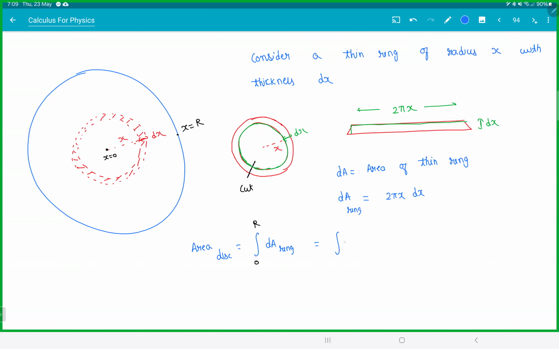So if you keep it here, we get the integral of 2 pi x dx, with limits from 0 to r. 2 pi is constant, it comes out. We have x dx from 0 to r. The integral of x dx is x square by 2, from 0 to r. Therefore, we get the area of the disk as 2 pi r square by 2. The 2 will cancel, giving pi r square.